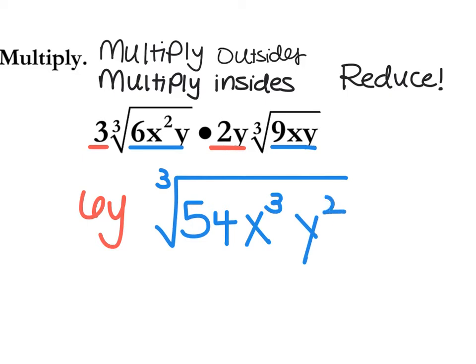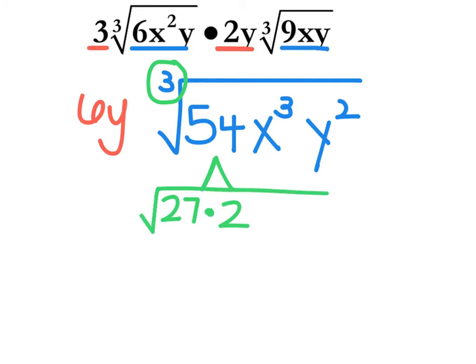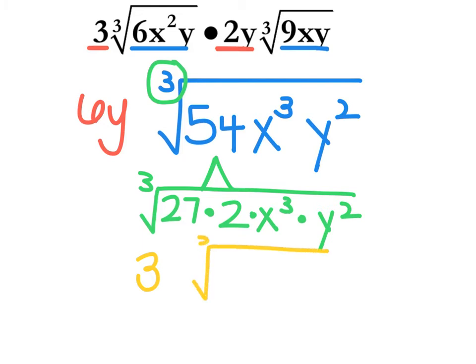Okay, now I'm just going to reduce. So I need to find a perfect cube. The reason why it's a cube is because the index is 3. That goes into 54, and that's 27. So that's 27 times 2. And I can cube root x to the third. So I have an x to the third and a y to the second. Now I just cube root everything. Cube root of 27 is 3. I cannot cube root 2. So that stays inside. Cube root of x cubed is x. And then I cannot cube root the y squared.